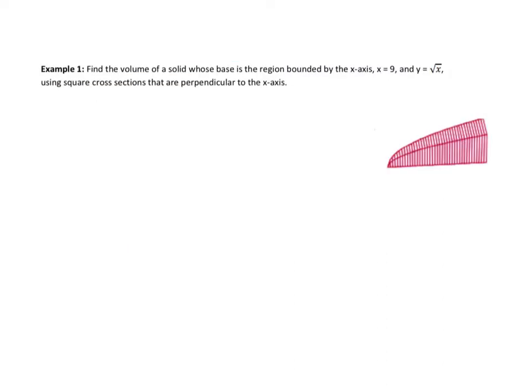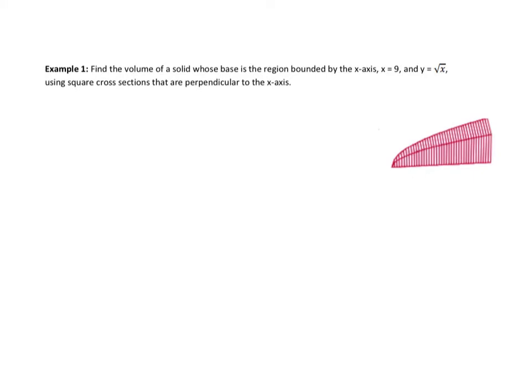So here's my first example. We are going to be finding the volume of a solid whose base is the region bounded by the x-axis, x equals 9, and y equals square root of x. And we have square cross-sections that are perpendicular to the x-axis. There's a lot of stuff going on here. The first thing you need to figure out is, are you perpendicular to the x-axis or the y-axis? X-axis, once again, that's the easier one. That's the one where we do it in terms of x. So thankfully, we do have that one in here.